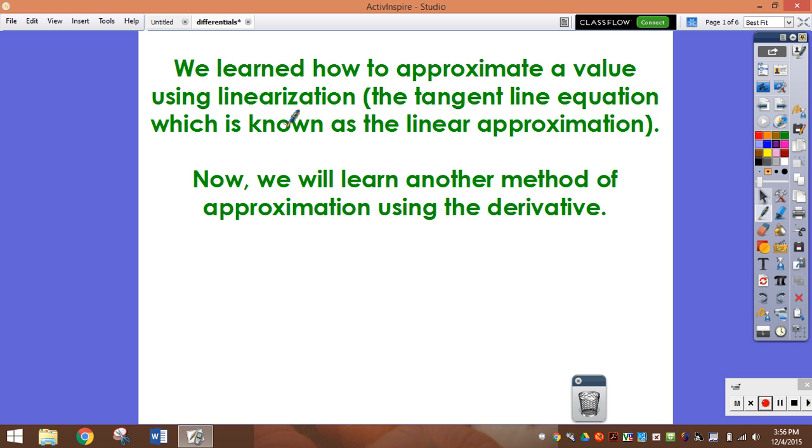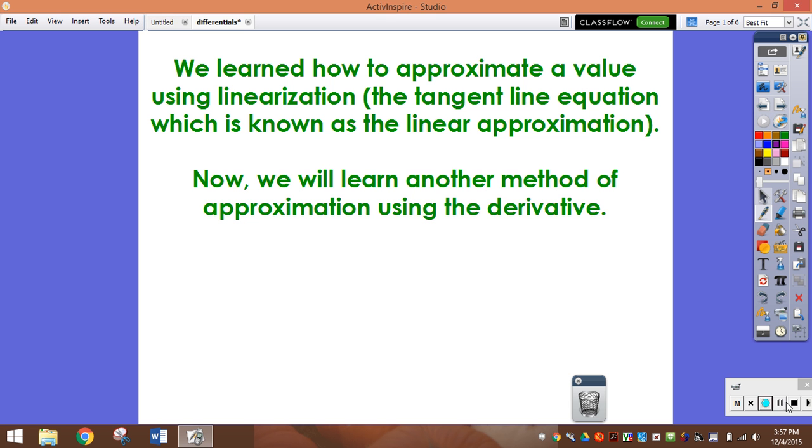So we have learned how to approximate a value using linearization, which is basically using the tangent line equation to approximate a value. And so now we're going to learn how to approximate using the derivative. So one method uses the tangent line equation, which is the equation of a straight line, which is why it's called linear. And then the other actually uses the derivative, but both are forms of approximation. And depending on what equation you're working with, one method may be better than the other.